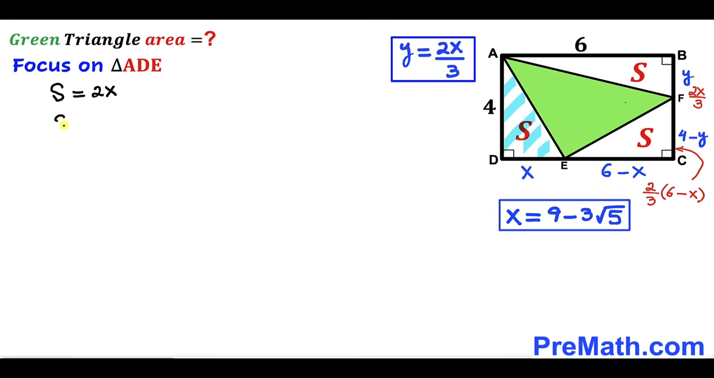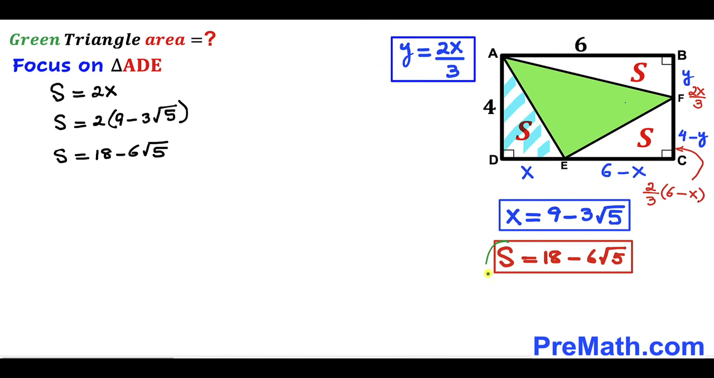So therefore we can write uppercase S is going to be equal to 2 times (9 minus 3 times square root of 5). And now we are going to distribute. So therefore our uppercase S value turns out to be 18 minus 6 times square root of 5.